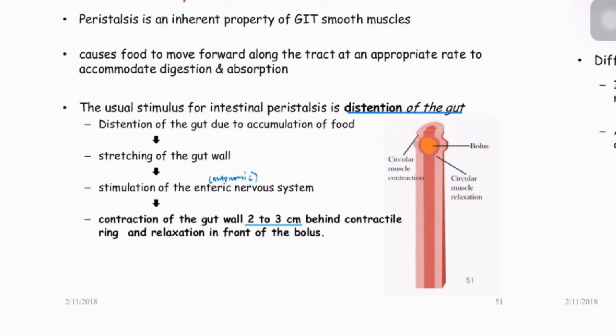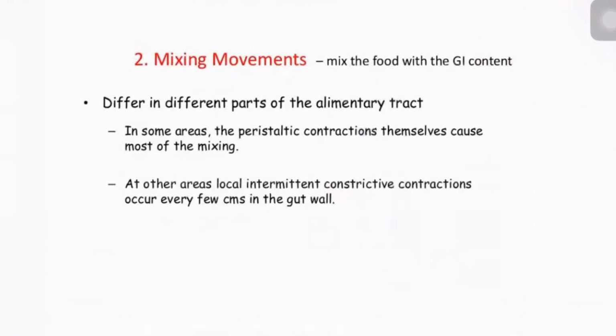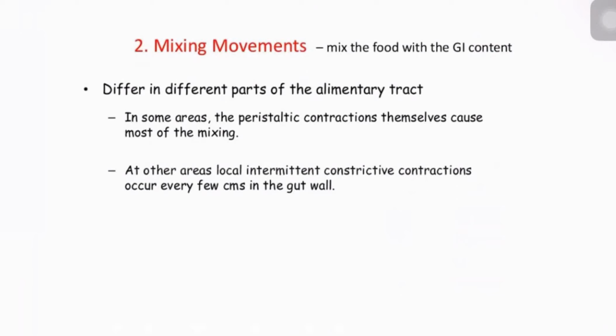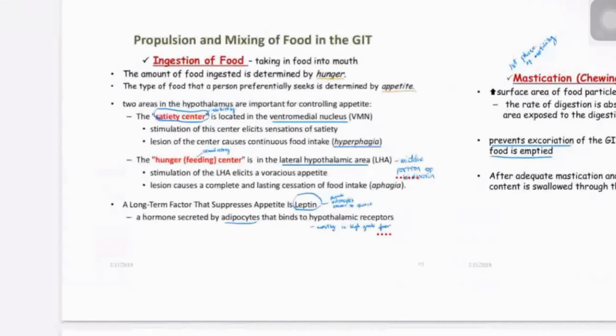Okay. Mixing movements. It's the mixing of food with your GI content. We have different parts of your alimentary tract. In some areas, peristaltic contractions cause most mixing, but in other areas, local intermittent constrictive contractions occur every few cm along the gut wall. Okay, your propulsion and mixing of food in the GIT.